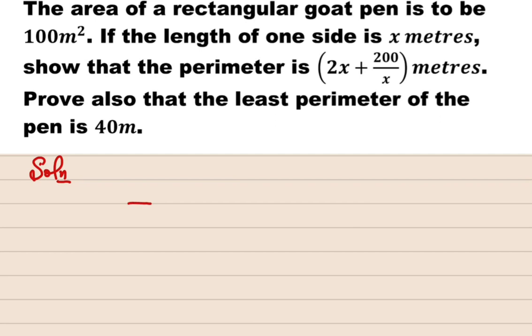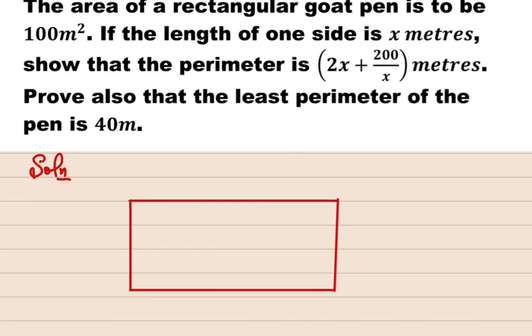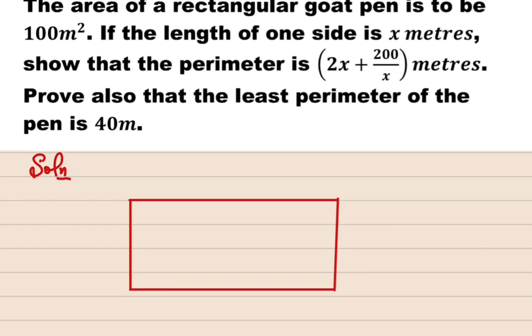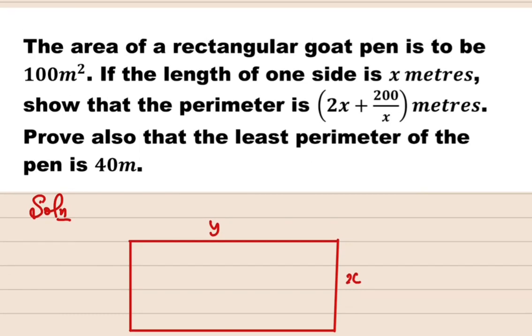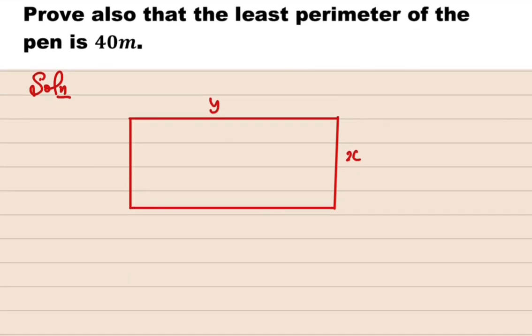Let me have a diagram. It's a rectangle, so we have it this way. The length of one side is x meters, so let's say this side is x meters. We do not know this side, so let's make it y meters. All we know is that we're told the area is to be 100 meters square.